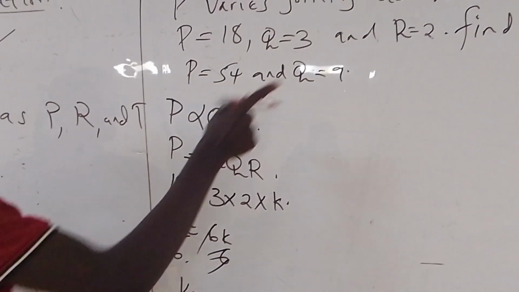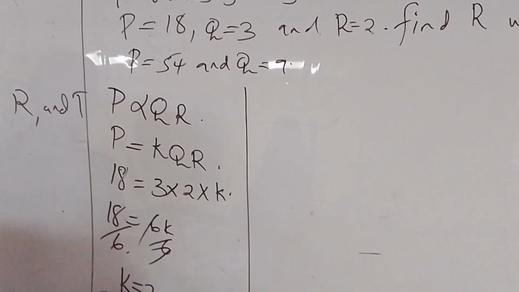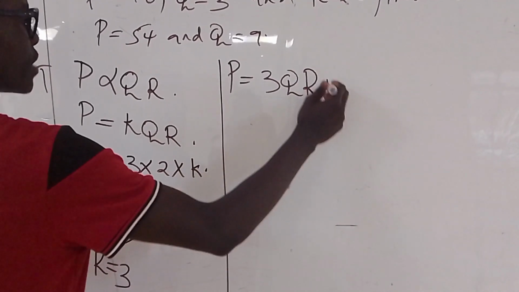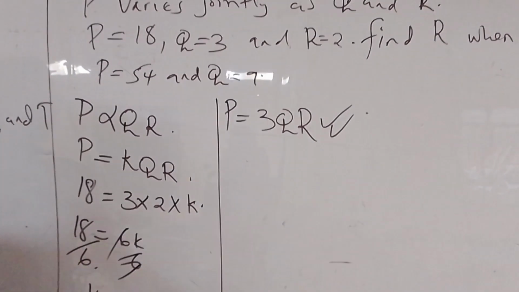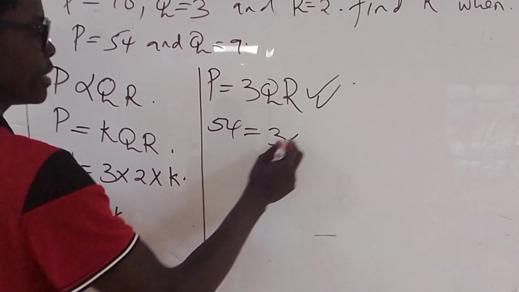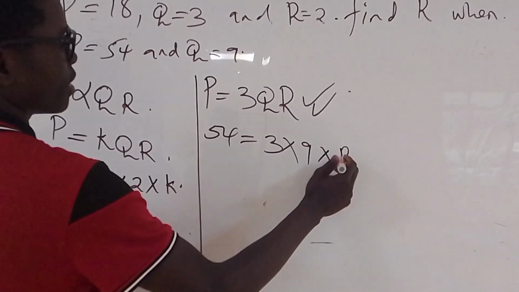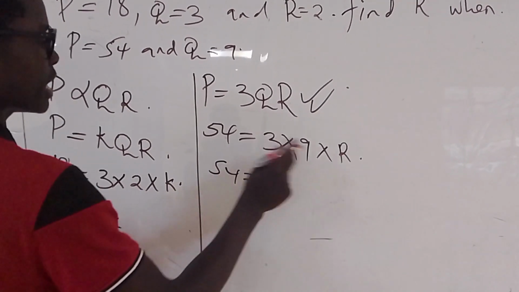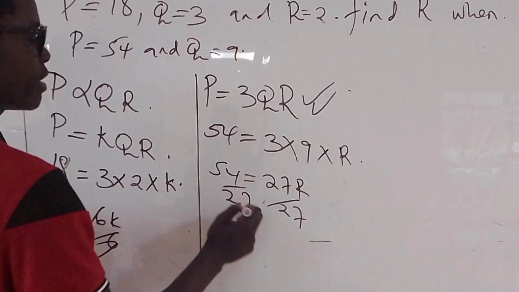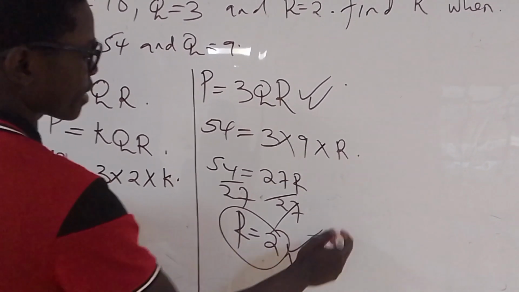But we are told to find R when P is equal to 54. So if K is equal to 3, we will say P is equal to 3QR. That is the law connecting them. Then P is equal to 54, so 54 is equal to 3 times Q, which is 9, times R. So 54 is equal to 3 times 9, that is 27R. Divide by 27, divide by 27. R is equal to 2. That's the value of R.